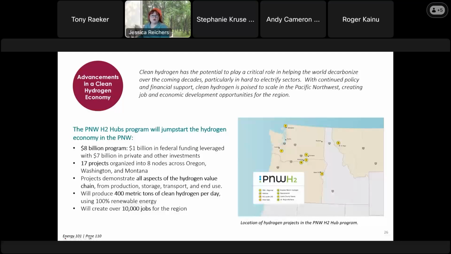Oregon and Washington State won a U.S. Department of Energy funding opportunity to develop a clean hydrogen economy in our region. This is funding 17 different projects in Oregon, Washington, and Montana that will support not only the production, but also the use of clean hydrogen in the region. Once complete, the hub is expected to produce 400 metric tons of clean hydrogen per day and create more than 10,000 jobs for the region. This and other hydrogen hubs across the country serve to address challenges to scaling the clean hydrogen industry, including costs and infrastructure needs.